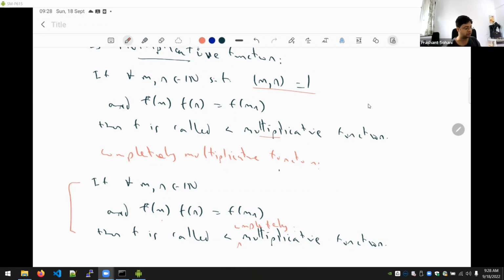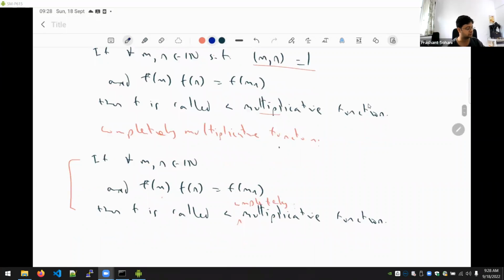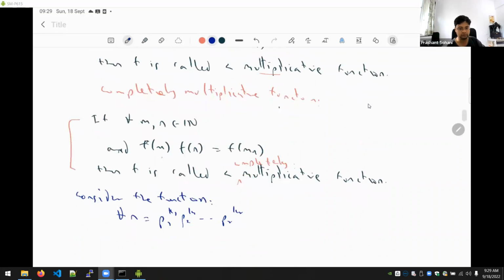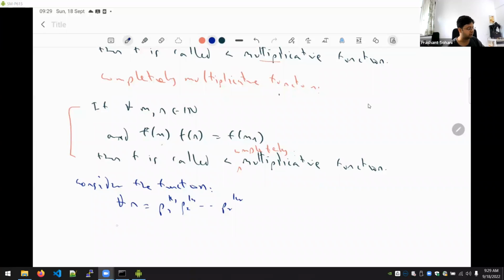Naturally, you can say that every completely multiplicative function is also multiplicative, but every multiplicative function is not necessarily completely multiplicative. Just to give some concrete examples, consider the function for every n. Let's say n can be written as a prime factorization p1 raised to k1, p2 raised to k2, up to pr raised to kr. Then let us define some function f of n as simply the sum of the exponents, k1 plus k2 plus up to kr.